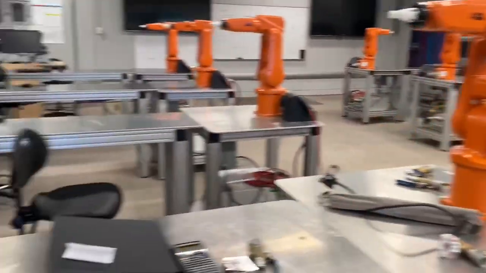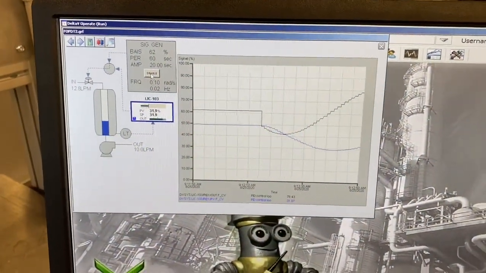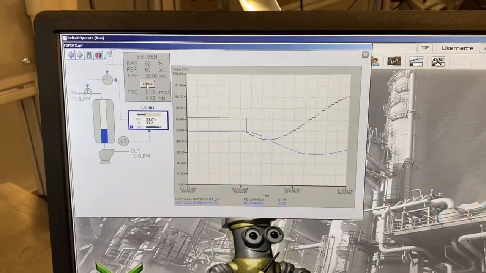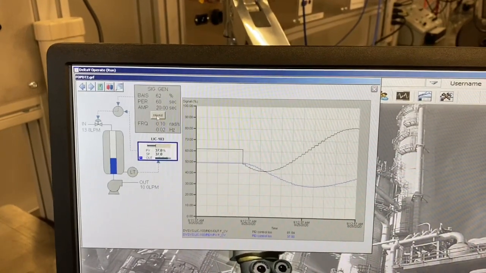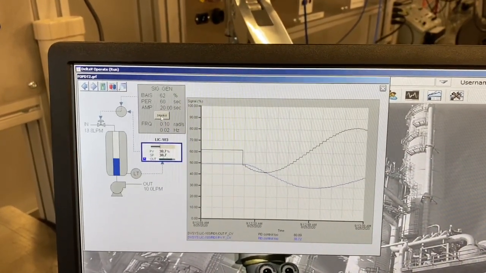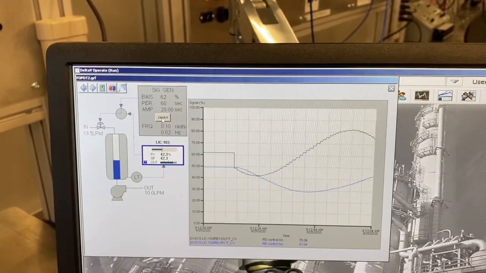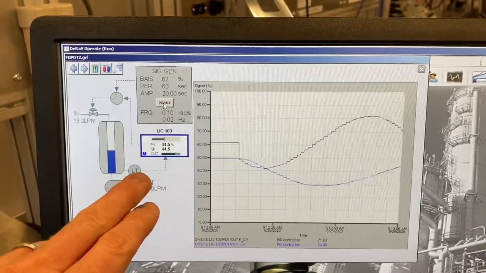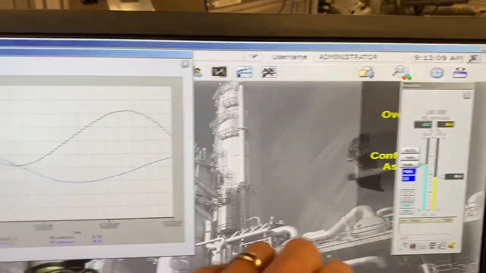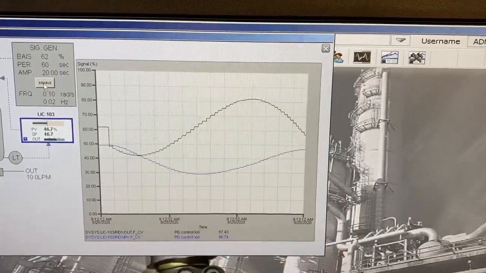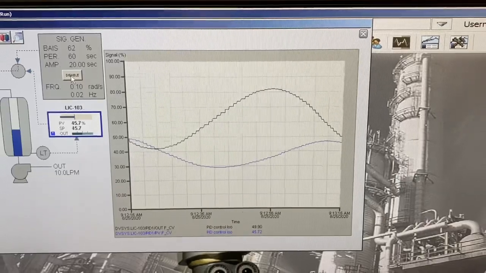So if we have a look over here, you can see it all happening. Once we hit about 62% here again, we should see our process turn around and go the other way, the blue, which is the process. And there you can see it's turning there again, and it's going down.